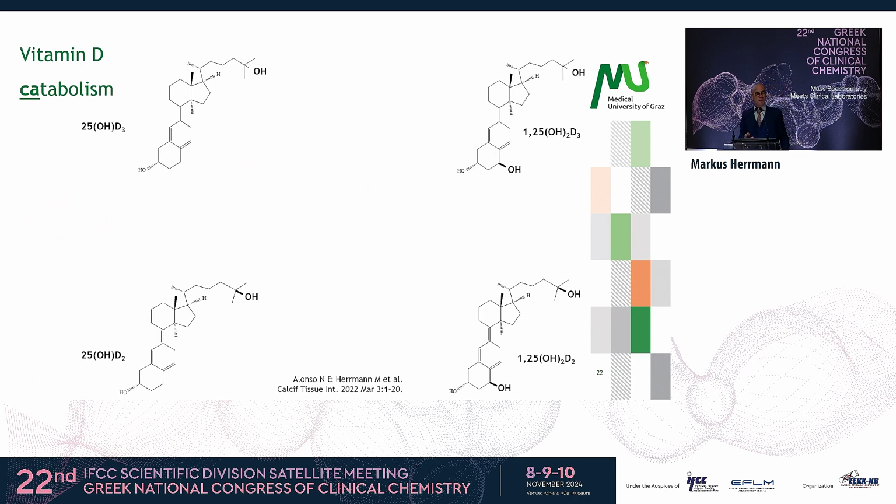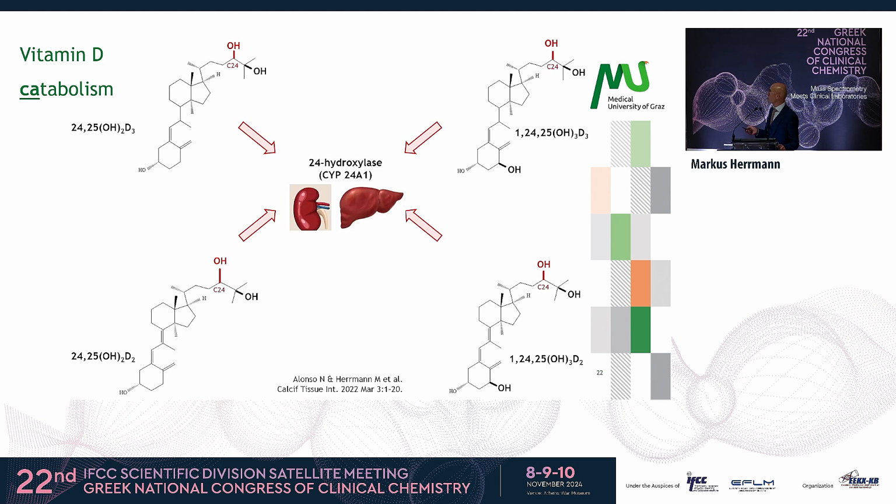At this point, I would like to make a brief excursion into the catabolism of vitamin D. Excess amounts of vitamin D are eliminated by an additional hydroxylation in position 24, which occurs primarily in the kidneys, but also in several other organs and tissues, such as the liver. The 24-hydroxylated metabolites are further processed and ultimately eliminated from the body.